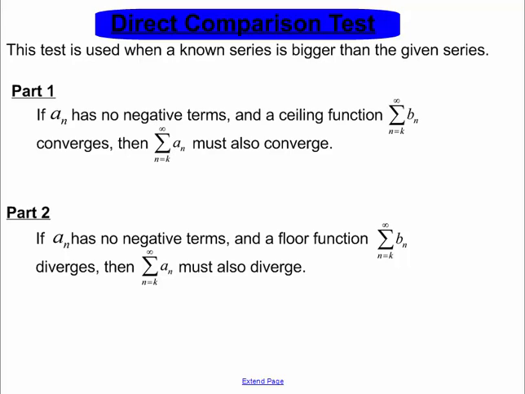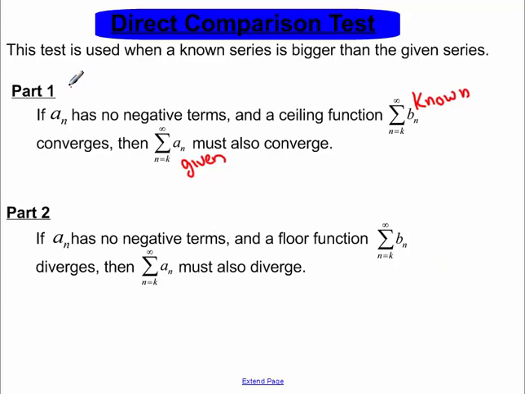Okay, another test that we talked about was the direct comparison test. The test is used when a known series is bigger than a given series. So keep this in mind. This is our known series, and this is the one that was given to us in the problem. What we're going to be doing is comparing the bigger function to the smaller function. Now, if the bigger function, remember that means that is a ceiling function, converges to a sum, then the one that's below it, a little less than it, is going to also converge.